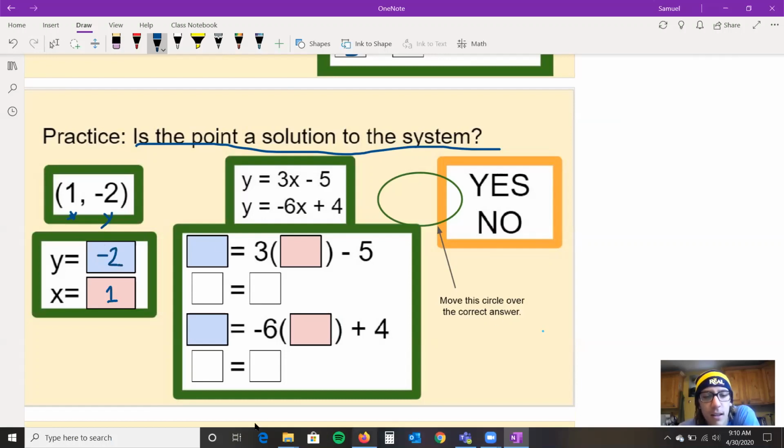Okay? And I'll go ahead and let you guys answer in the chat. What is the first thing that we do? What's the main thing that we're going to do to check and see if this is a solution? Once we realize what the x is and what the y is, what do we do with that x and that y, class? Take those values, and what do we do with them?